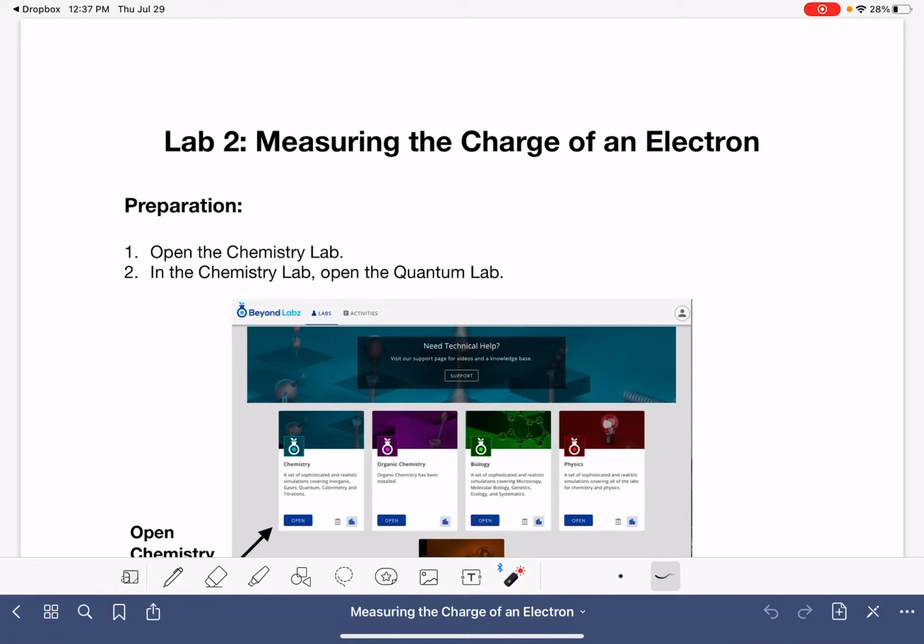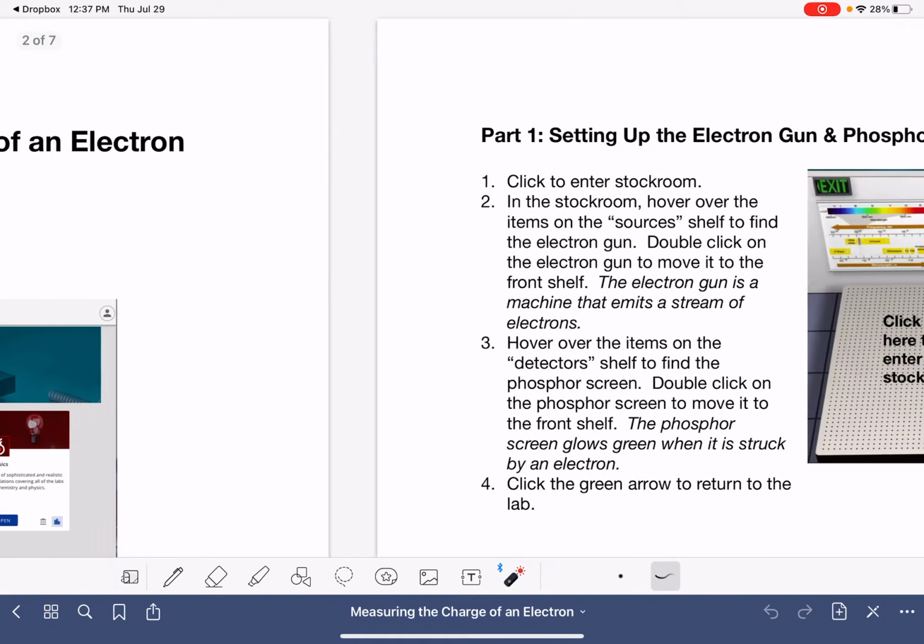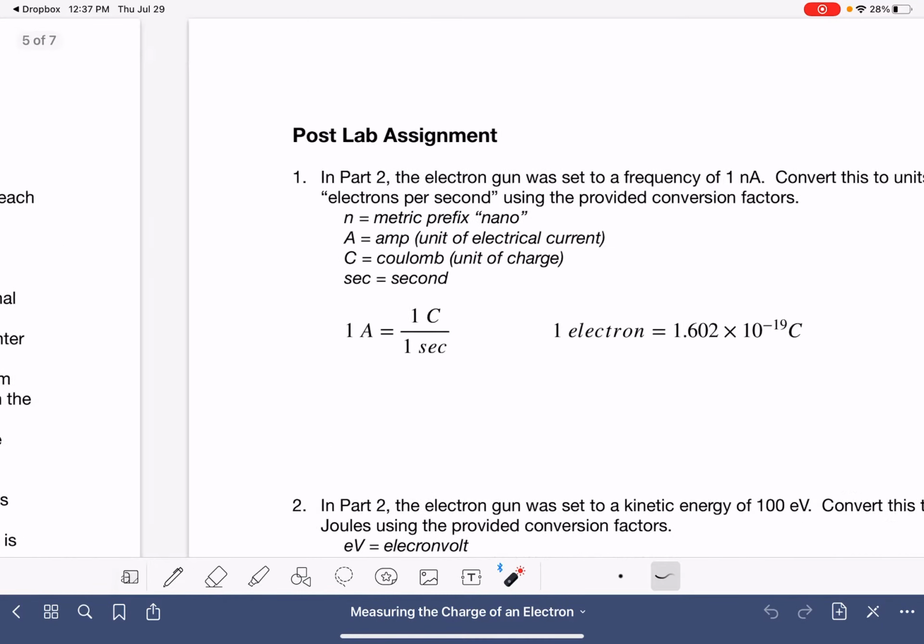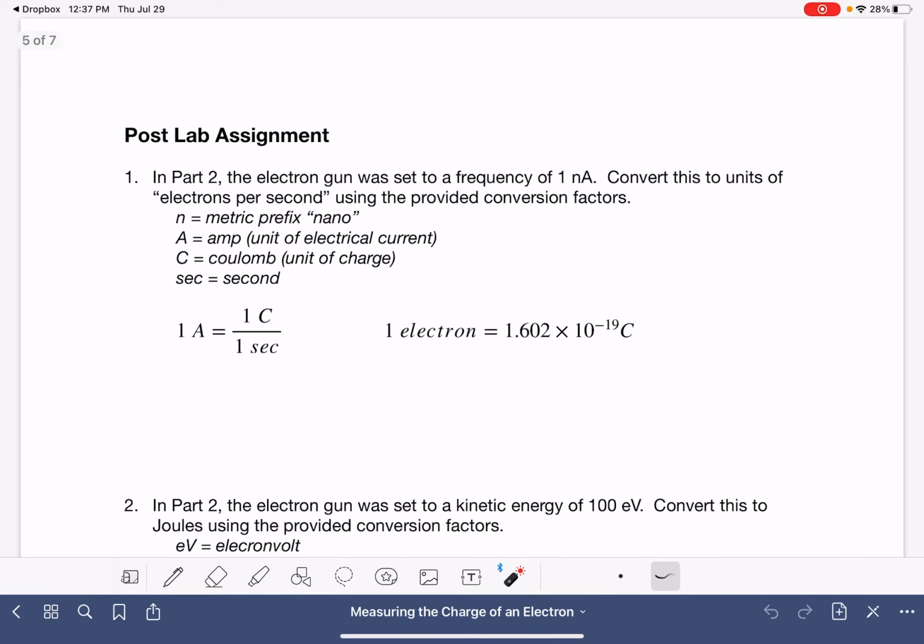In this video, I'll be walking you through the post-lab data analysis for lab number 2, measuring the charge of an electron. So the first few problems that you're going to do on this post-lab assignment actually have nothing to do with the data that you collected in the experiment. That's going to come a little bit later on the post-lab.